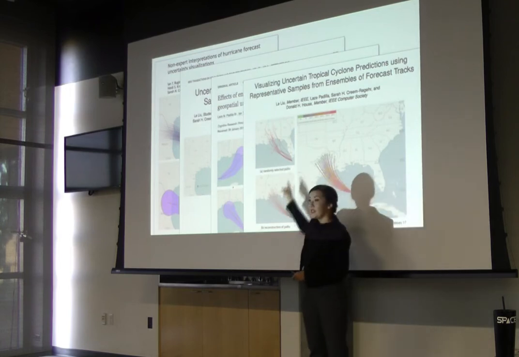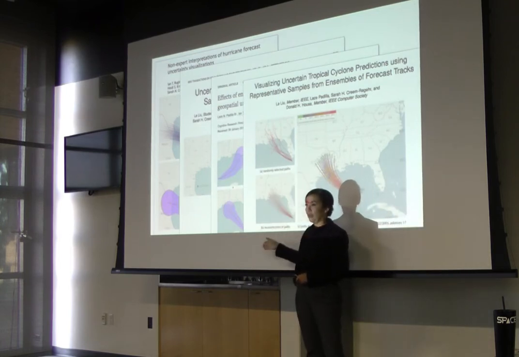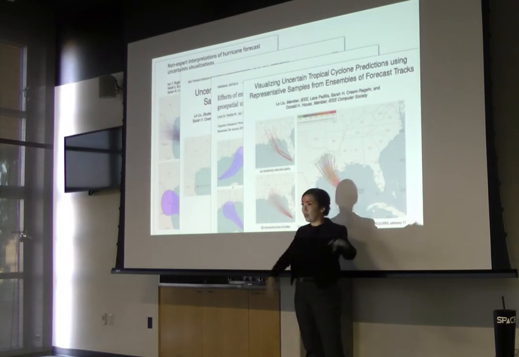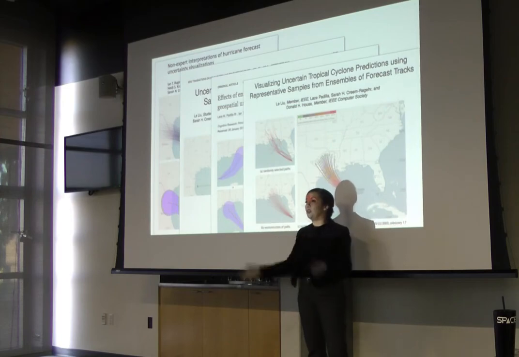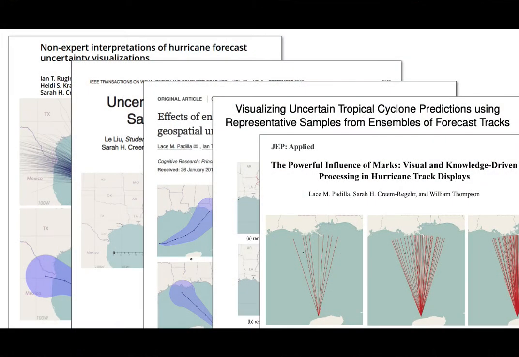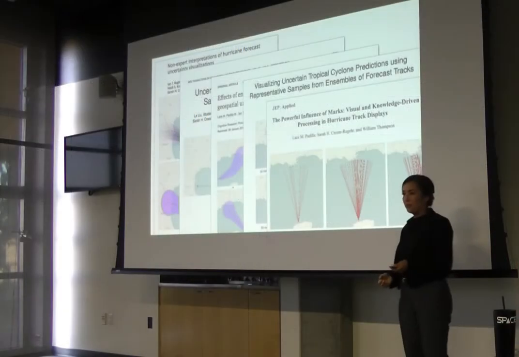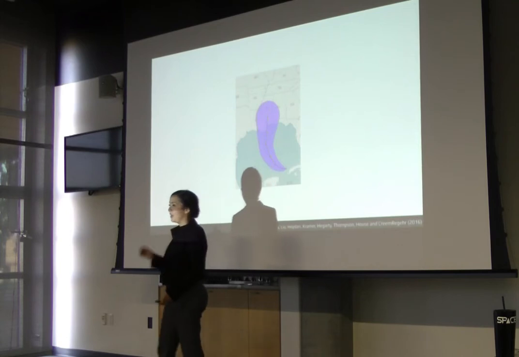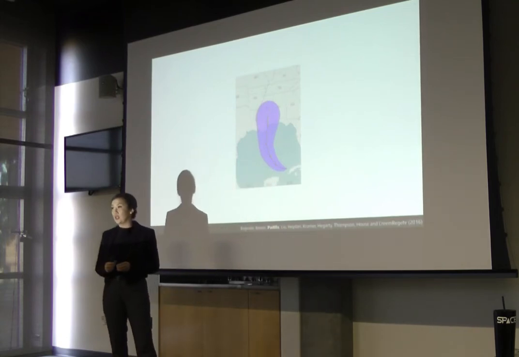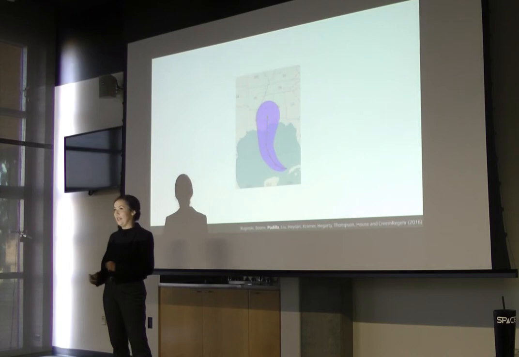And this process is not specific to hurricane forecasts. If you have any type of probabilistic estimate in which you're sampling from forecast data, you can do a similar type of reconstruction procedure to more accurately represent your distribution of information. In our most recent work in JEP Applied, we've looked at how the number of different lines that you represent influences what people think about the visualization. For the purposes of this talk, let's start here. This is the current method used by the National Hurricane Center. It's called the cone of uncertainty, and it's been used since the late 70s.